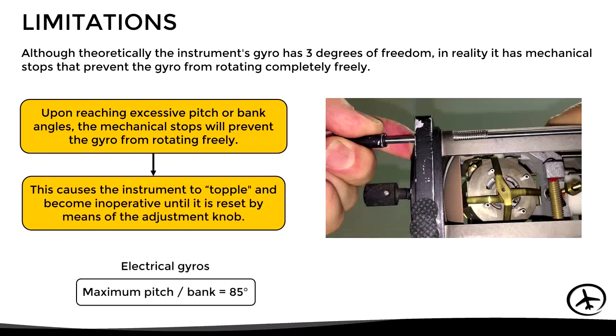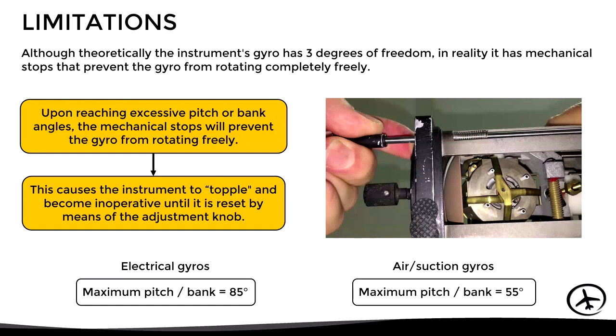Typically on electric-driven heading indicators, the pitch and bank limits are around 85 degrees. While on the other hand, on air-driven gyros, the limits are more restrictive, around 55 degrees. Now, this is not the only limitation of the instrument, since it also suffers from gyroscopic apparent wander. Let's see what this is.